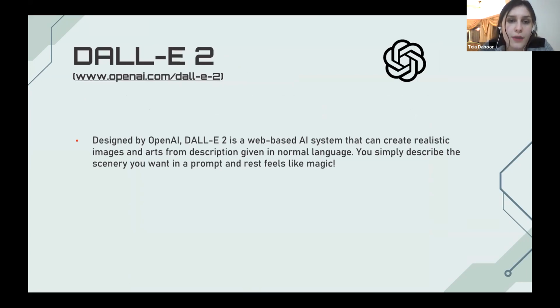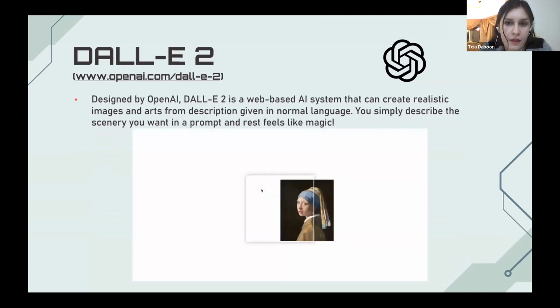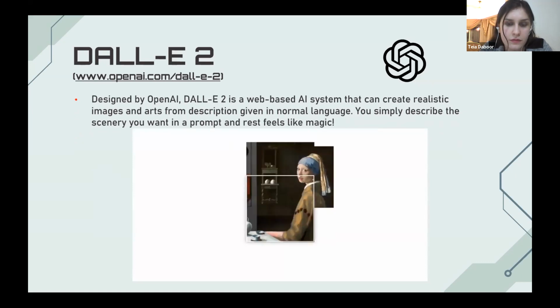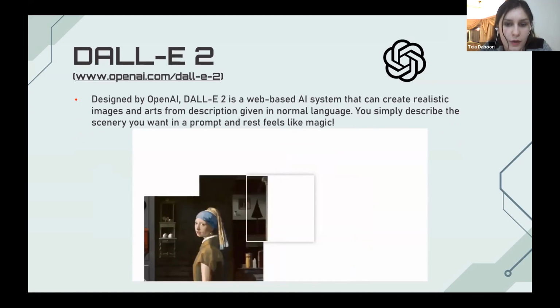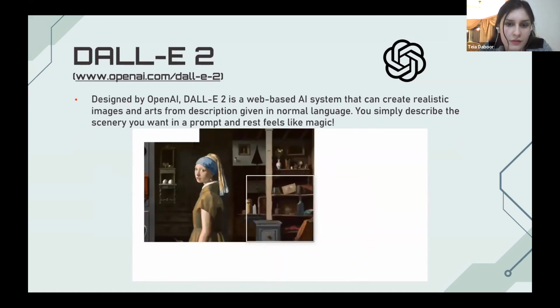Another example of an amusing AI program, which is designed by OpenAI, is DALL-E 2, which is a web-based AI system that can create realistic images and art from just describing it in normal language. It doesn't need any coding system or any specialized language. You simply describe the scenery you want and the rest feels like magic. Again, take a look at this video. Here, the person is just describing what he wants to be drawn in normal language, and it's just drawing away.